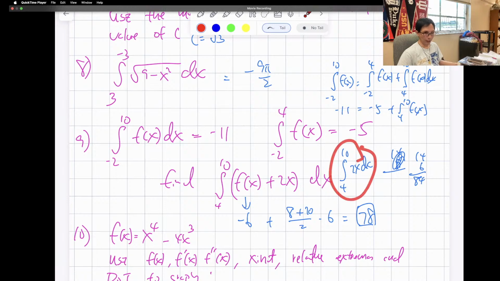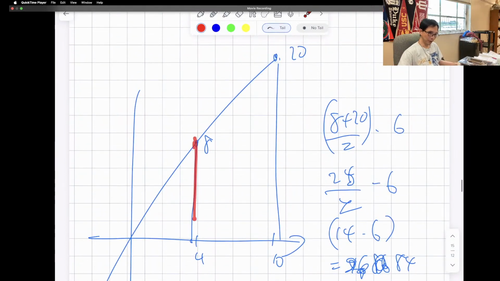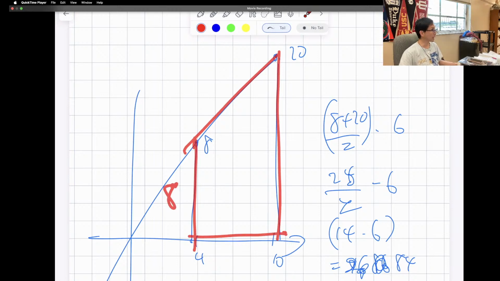Just between 4 to 10. But we're going to show you an easier way to do this today. But imagine 4 to 10 is like this. From 4 to 10, it's going to get some type of trapezoid. Well, how do I know this size is 8? Because I plug in 2x. That's equal to 8. And I plug in 10. That's going to be 20. Does that make sense? And then it's going to be 20 plus 8 divided by 2.